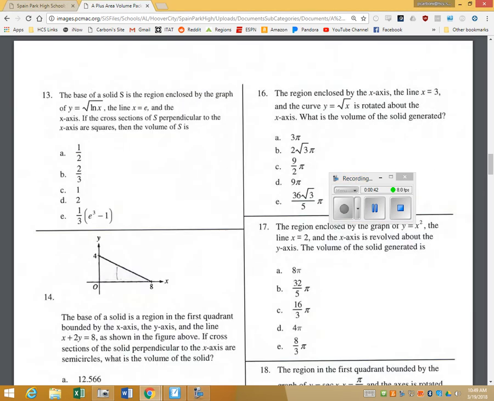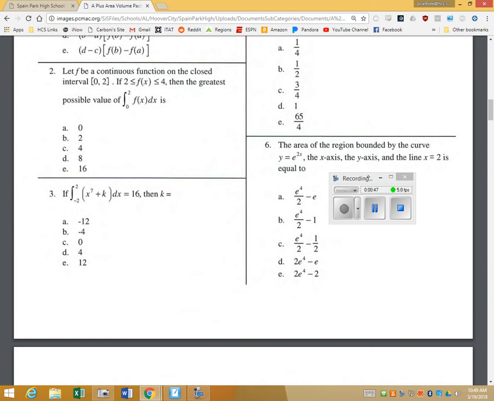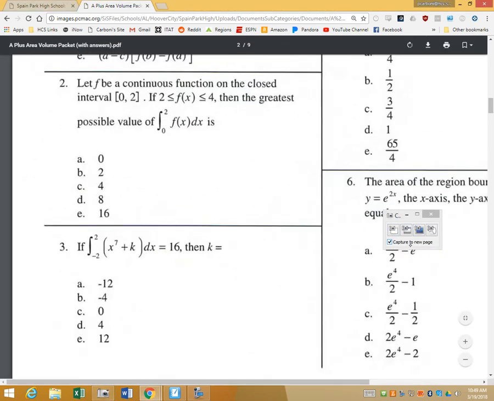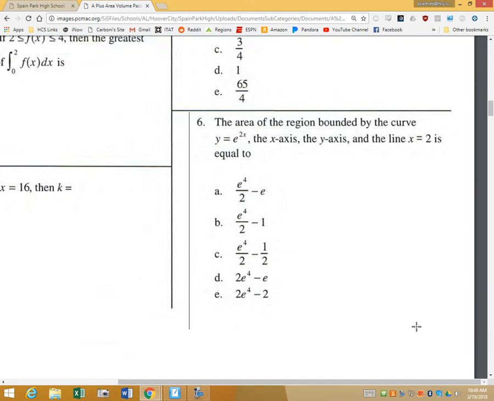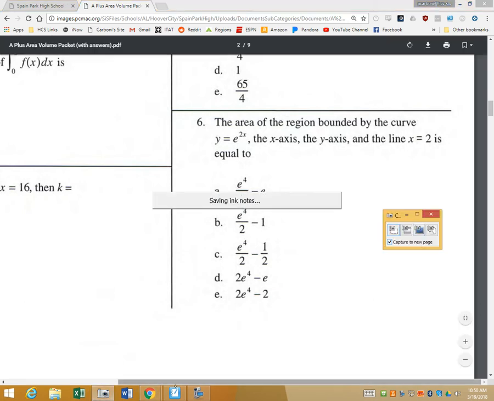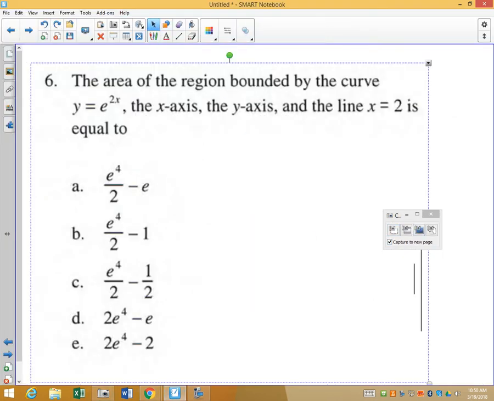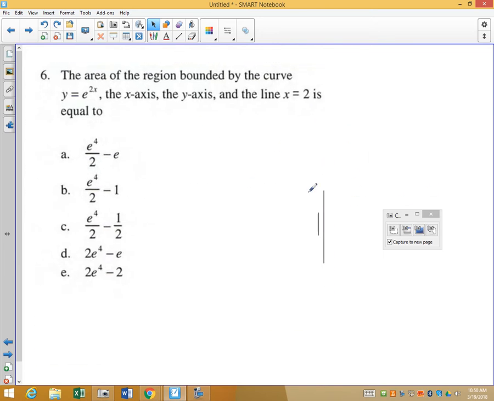So, questions. Which ones do we have questions about? Number 6. I need to minimize that and blow this up a little bit. There we are. Okay, so number 6, probably a non-calculator question, I would assume, by the way the answers look. So, let's see. Area bounded by the curve e to the 2x, the x-axis and the y-axis. Let me white out those lines. That's bugging me. Where's my pen? There it is.